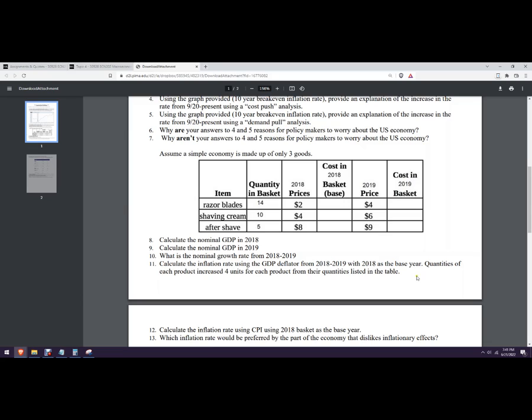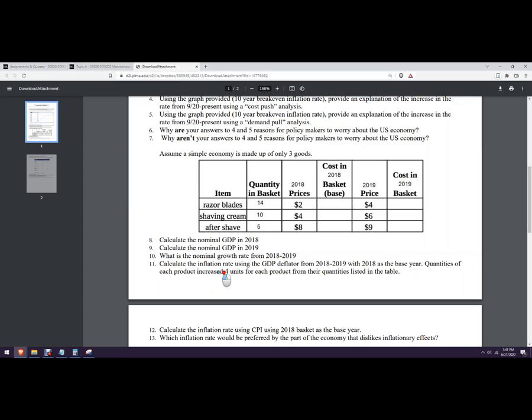But I'll also tell you that nominal GDP is just the current quantity times the current price, and then add all that up. That's how you get the nominal. And then for the nominal growth rate, you're just going to use the formula: new minus old over old. So it's just the percent change from 2018 to 2019. Calculate the inflation rate using the GDP deflator. Your textbook has a lot of examples on how to do that.